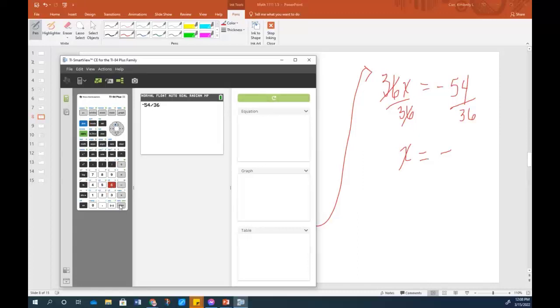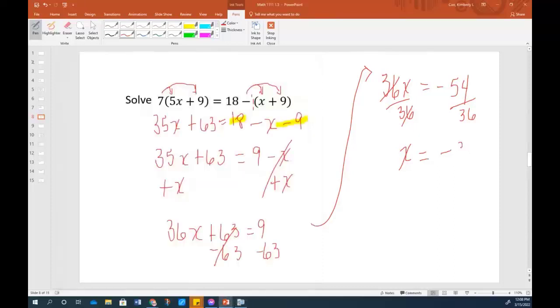Now if I hit divide, it's going to turn it into a decimal. This decimal stops, so that one would be fine to use, but if you get a longer one, what you need to do to get back to a fraction is hit math, enter, enter. And so negative 54/36 is the same thing as negative 3 over 2. All right, and that's my solution.